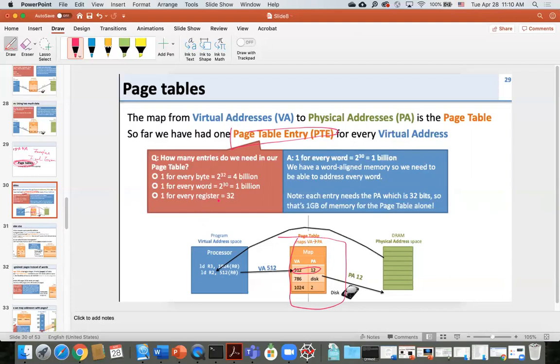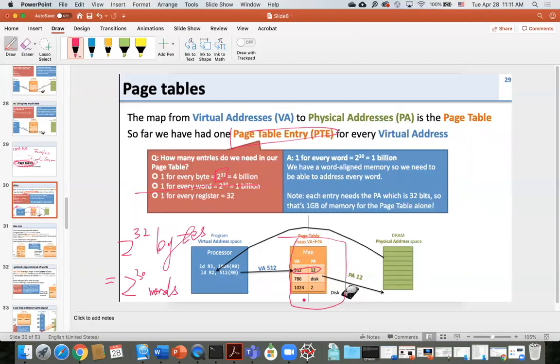So the problem here is, suppose we want to do a mapping for each word address. How many words do we have for the 32-bit virtual address? We have 2 to the 32 different byte locations in the virtual memory, which equals 2 to the 30 words. So in the virtual memory, we have 2 to the 30 different locations. That actually means I have a billion different locations, different addresses.